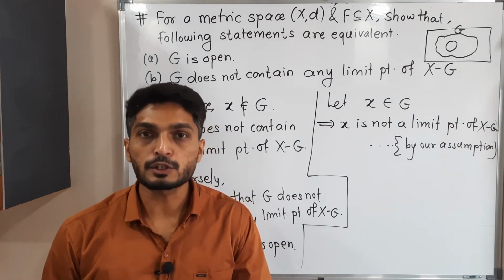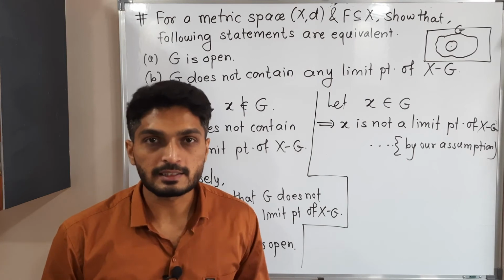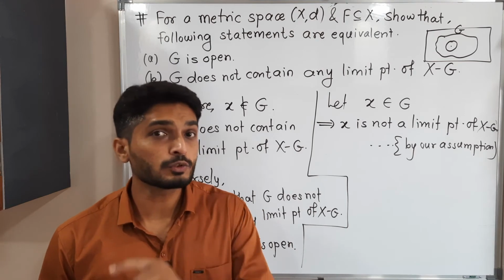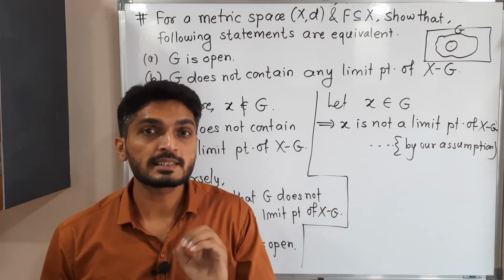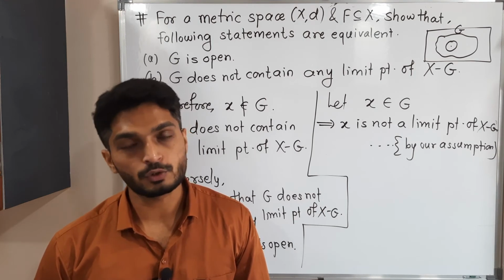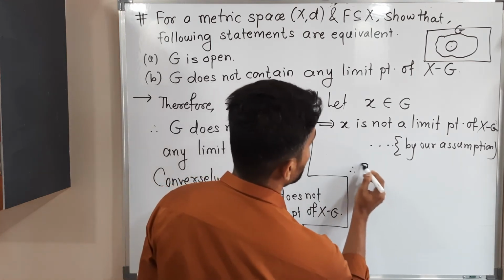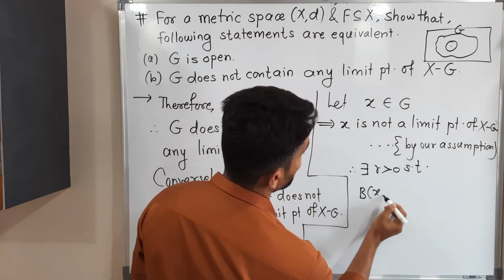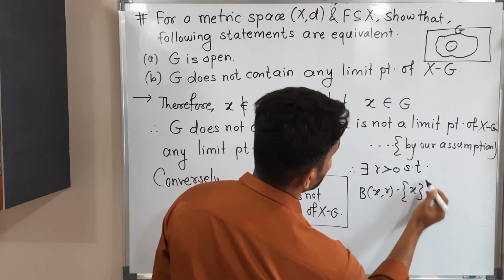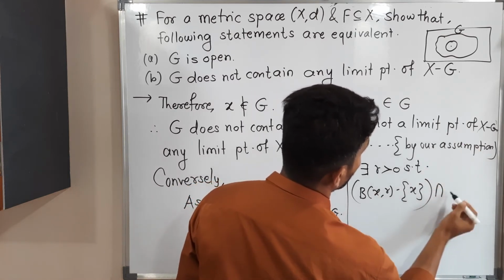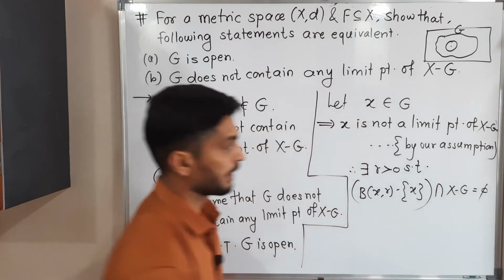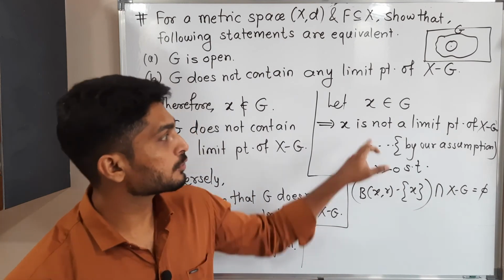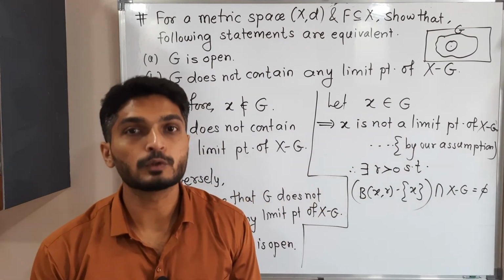You are familiar with the definition of limit point: for every r greater than 0, B(x, r) minus singleton x intersection A, whatever the set, is not equal to phi. But it is not a limit point here. That means exactly the opposite definition we are supposed to write there. So therefore there exists some r greater than 0 such that B(x, r) minus singleton x intersection X minus G is equal to phi. In the definition of limit point we write it is not equal to phi, but this is not a limit point, so that's why I write is equal to phi.